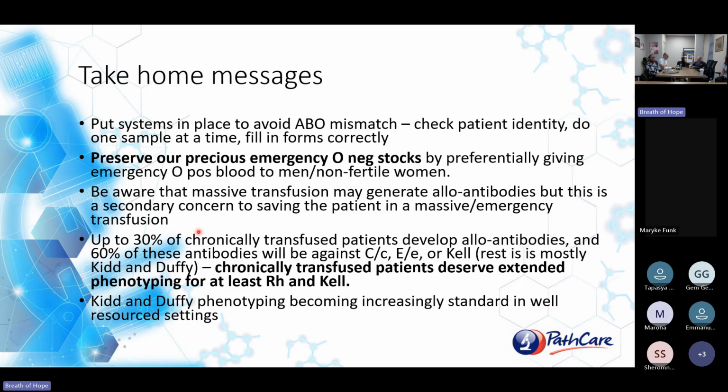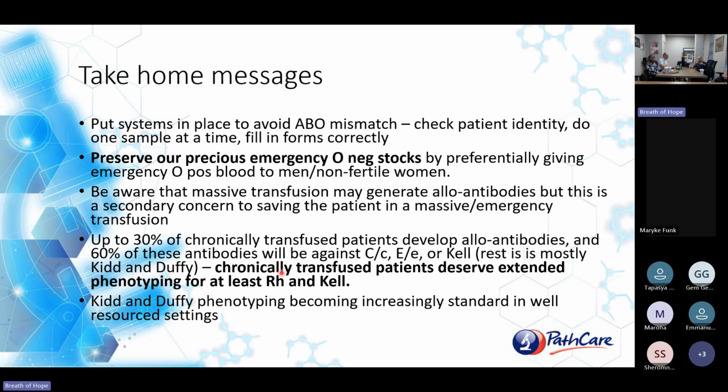If you have a chronically transfused patient, up to 30% will develop alloantibodies, and 60% of these will be against the big C, little c, big E, little e, or Kell. And the rest of them will be Kidd and Duffy. But these tend to cause the most clinically significant symptoms.